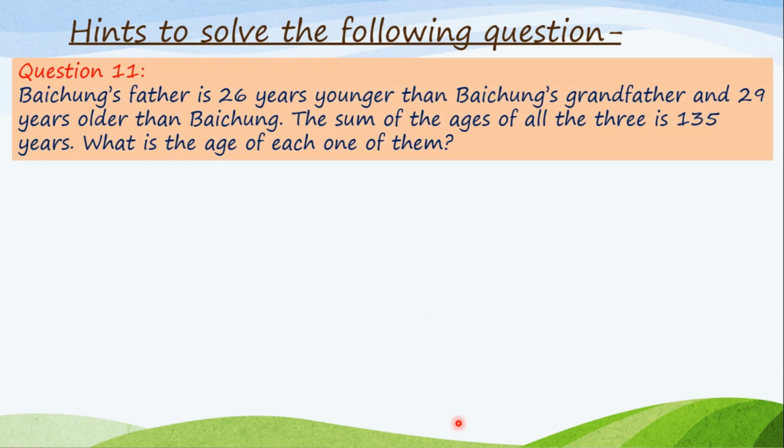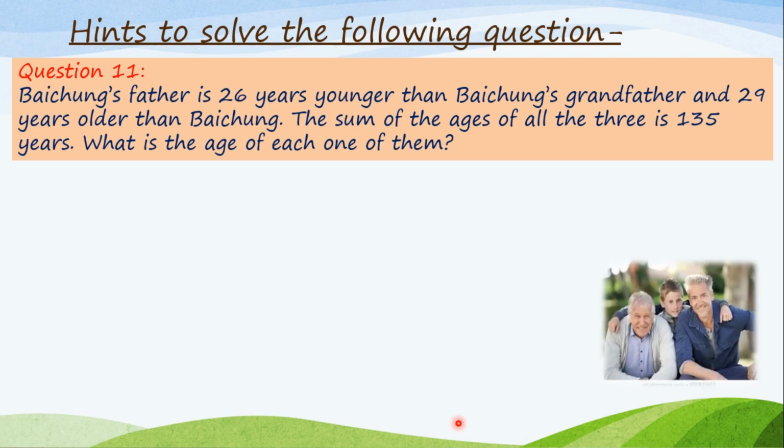Very good. Question number 11. This is a very famous question. Bachung's father is 26 years younger than Bachung's grandfather and 29 years older than Bachung. The sum of the ages of all the three is 135 years. What is the age of each one of them?